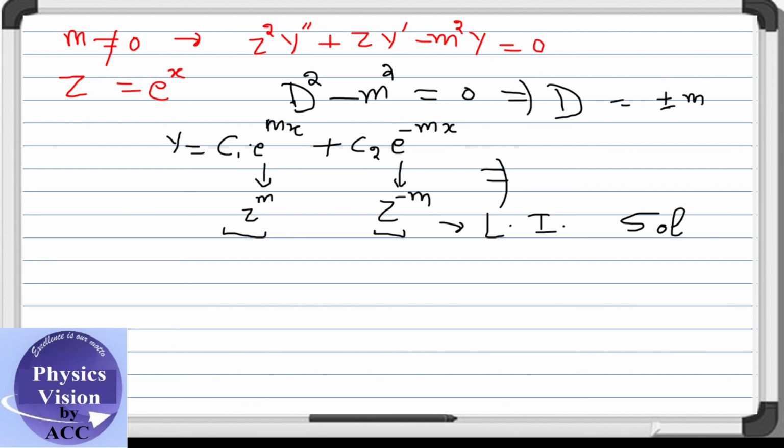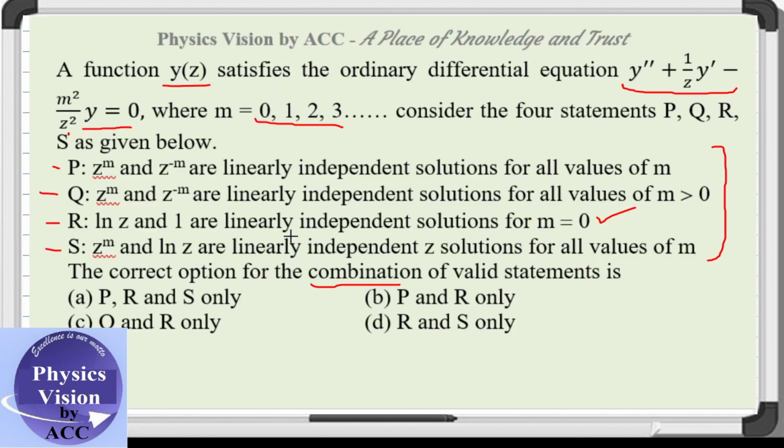So that is the statement. This holds not for all values of m, but for m greater than 0 only, because for m is equal to 0, these are not the solution. So Q and R are correct. That is option C, Q and R, which seems to be the correct answer to this question.